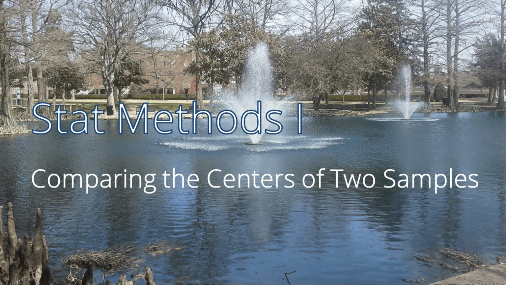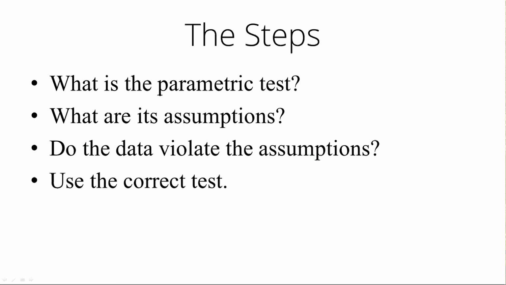Welcome to a short little video about how to compare the centers of two samples using R. The steps are very familiar to what they were for drawing conclusions about the mean of a single sample. You have to ask yourself, what is the parametric test? What are its assumptions? Do the data violate those assumptions? And then, if the data do violate the assumptions, you have to use the non-parametric test. If the data do not violate the assumptions, you get to use the parametric test.